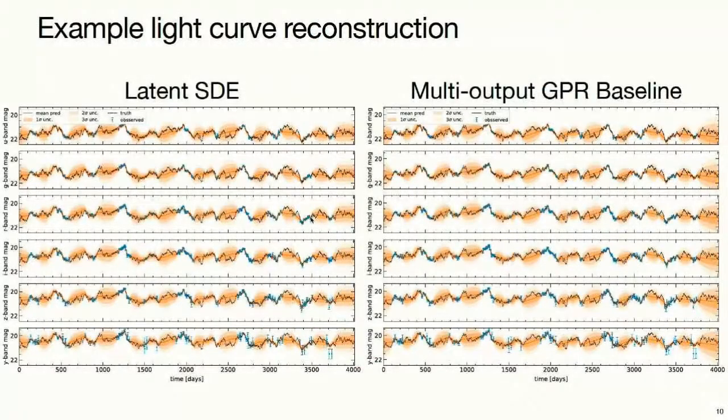So showing an example of what this model can do. On the left, we have a latent SDE's predictions. So it's a little different, but orange, there's a mean and then 1, 2, and 3 sigma standard deviations of the reconstruction. And then I show the exact same thing for a multi-output Gaussian process regression baseline. So it should be more of a fair comparison. The Gaussian process actually works on multi-band data in this case.